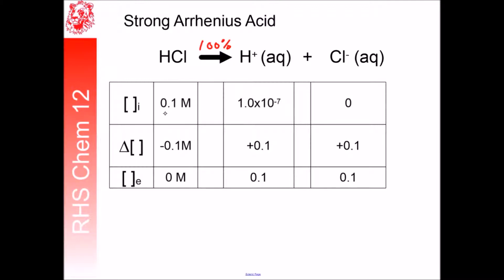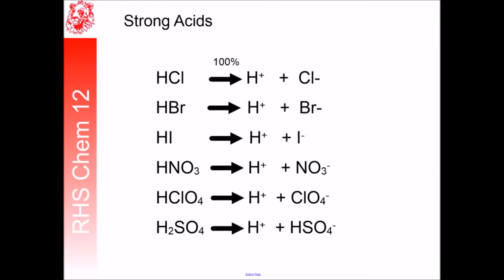And so that means out of my 0.1 molar of HCl I start with, I'm going to lose all of them and be left with none. I'm going to gain, it's a 1-to-1 ratio, so I'm going to gain 0.1 over here, and I'm going to gain 0.1 over here. And if I start with 1.0 times 10 to the negative 7 and 0.1, I end up with 0.1000001, which gets rounded to 0.1 anyways, and 0.1.